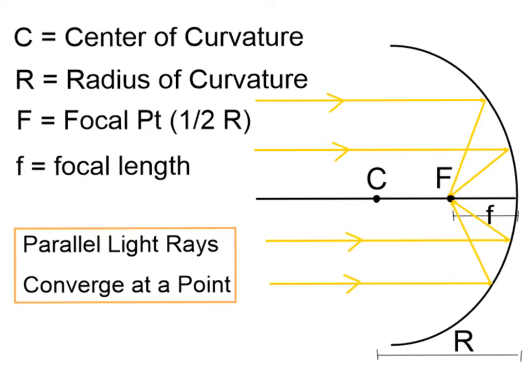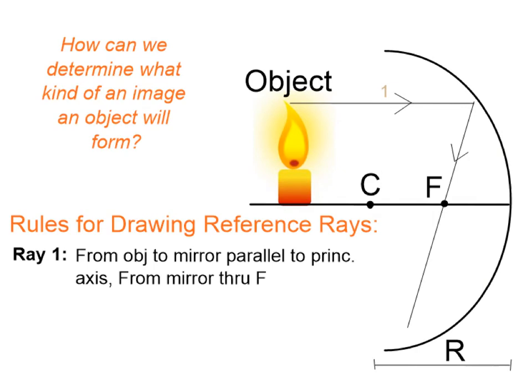So how can we determine what kind of an image an object will form for a concave spherical mirror? We're going to look at some rules for drawing ray diagrams, and there are some rules for drawing reference rays. When we draw reference rays for concave spherical mirrors, we draw 3 of them. The first one will be drawn from the object to the mirror parallel to the principal axis. So here is our first ray that we're going to draw.